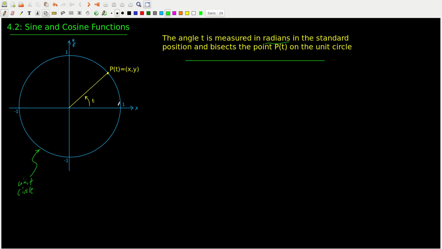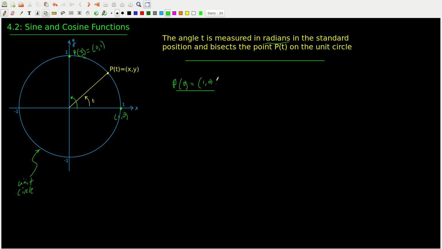If t was the angle 0, then we'd be bisecting at a point there, and so that would tell us that P of 0 is equal to, well, the coordinates of that point is just 1, 0. So P of t is a coordinate. This is P of, well, something. The coordinates of this point is 0, 1. We're just here on the y-axis, so x is 0, y is 1. And the radian measure to that point is pi over 2. So P of pi over 2 is 0, 1. So we can define this point, and we can find P of t at various points.